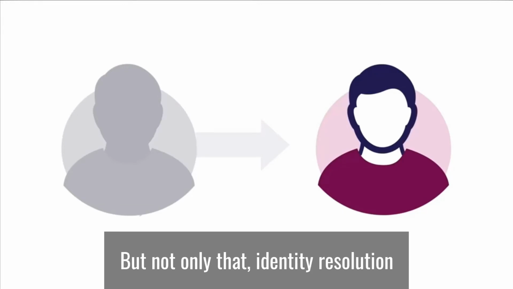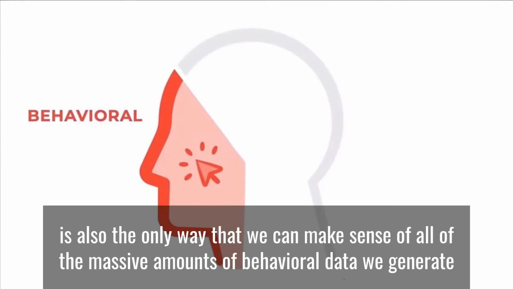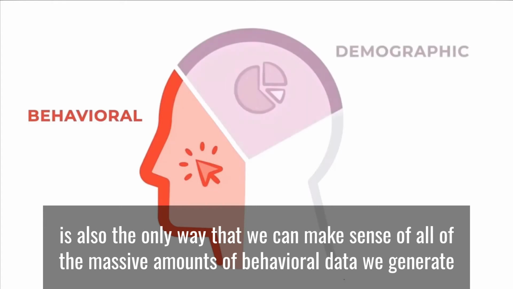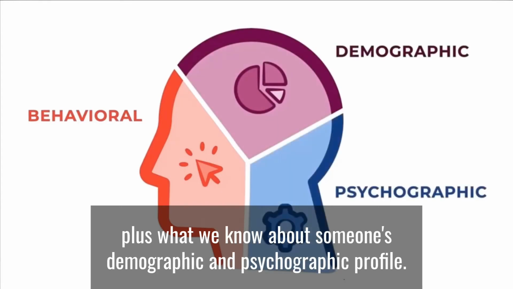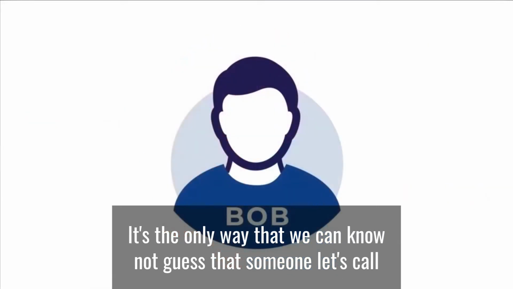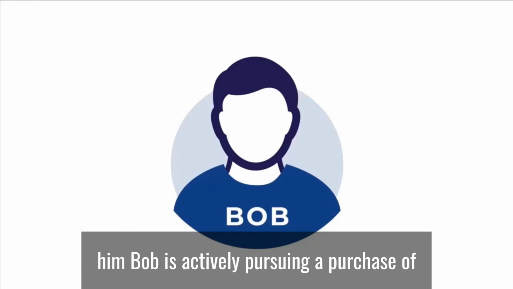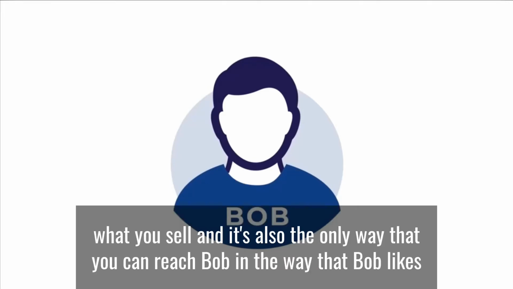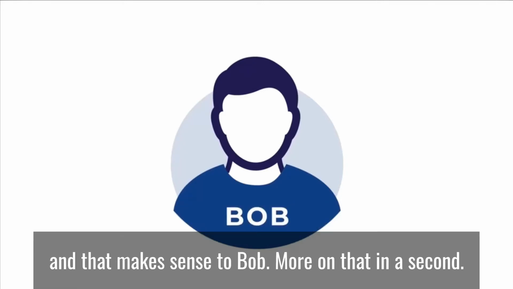But not only that. Identity resolution is also the only way that we can make sense of all of the massive amounts of behavioral data we generate, plus what we know about someone's demographic and psychographic profile. It's the only way that we can know, not guess, that someone, let's call him Bob, is actively pursuing a purchase of what you sell. And it's also the only way that you can reach Bob in the way that Bob likes, and that makes sense to Bob. More on that in a second.